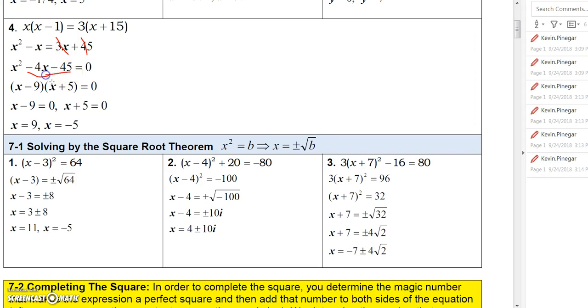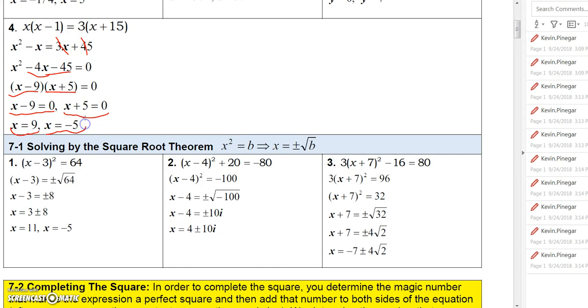Now I have it in standard form, and I can factor this polynomial into x minus 9 and x plus 5. If you set x minus 9 equal to 0, you can just add 9 to both sides and get x equal 9, and then set x plus 5 equal to 0 and subtract 5 from both sides and get x equal negative 5. And so there are your answers for that.